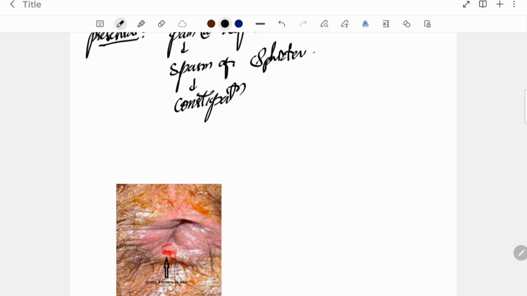Constipation. Because the spasm of the sphincter will cause constipation, and constipation will cause the chronic fissure.